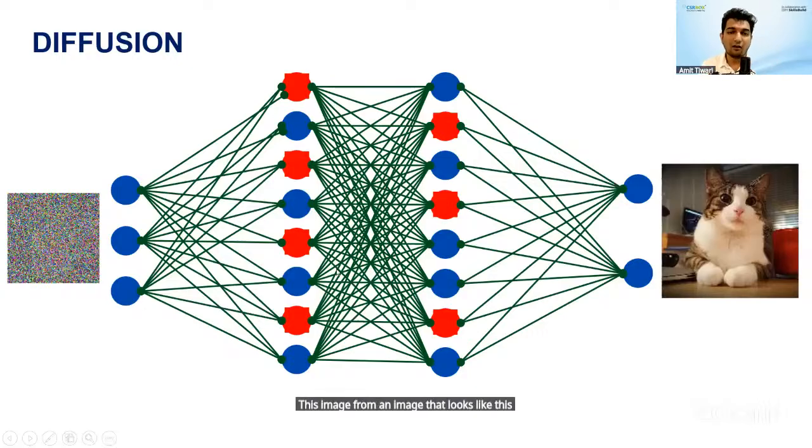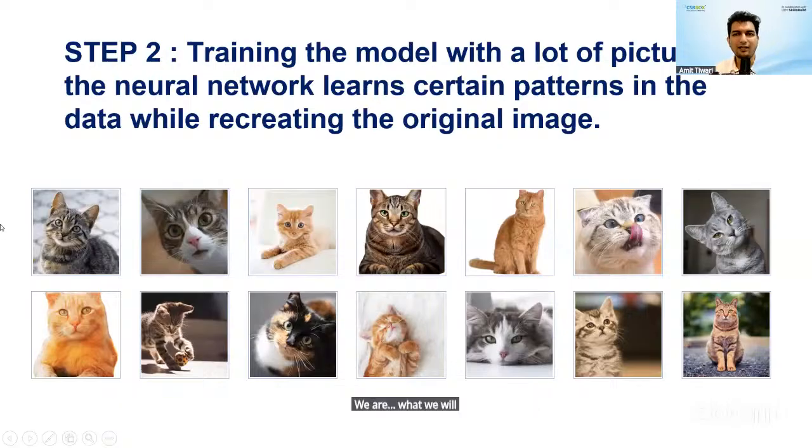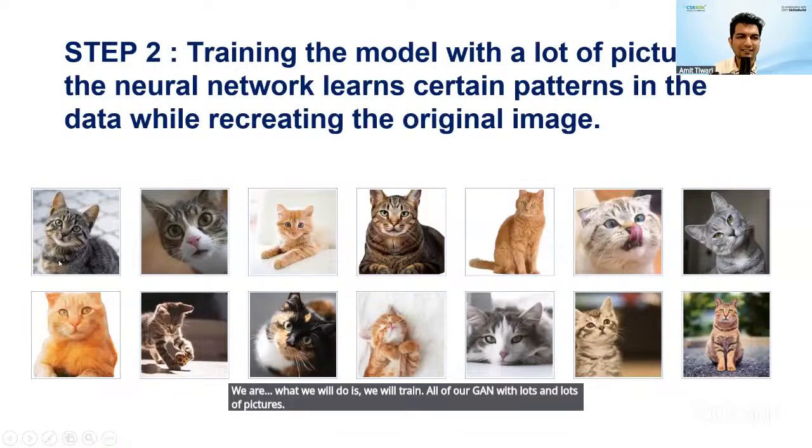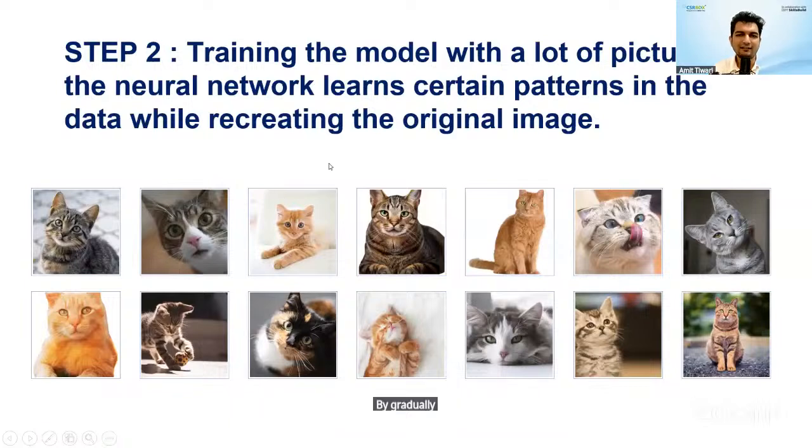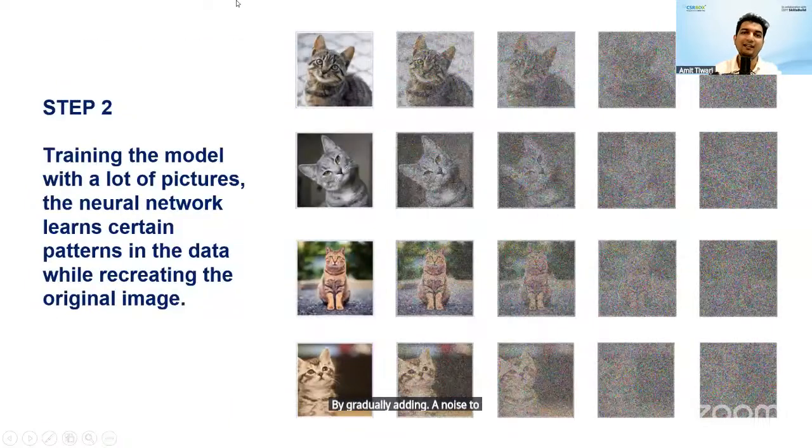So what we will do is train on lots and lots of pictures by gradually adding noise to them and then trying to predict the original picture. We say, okay, this is a cat.